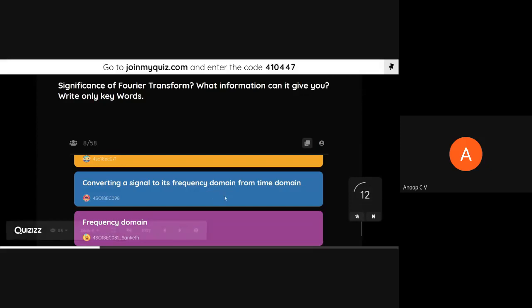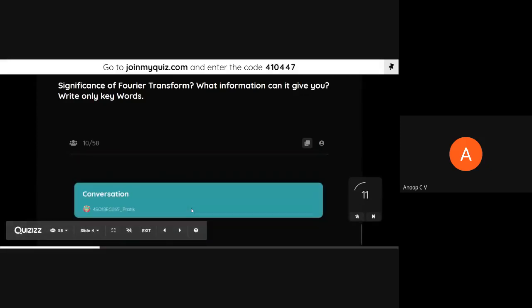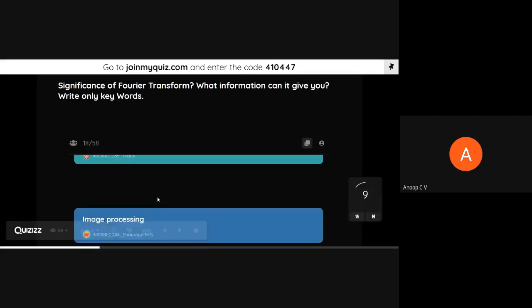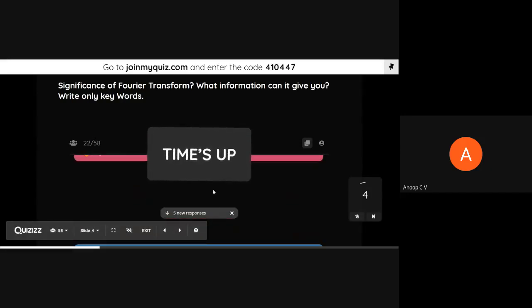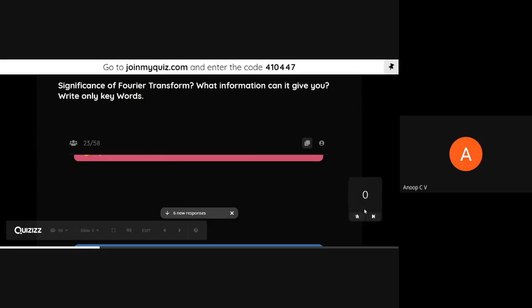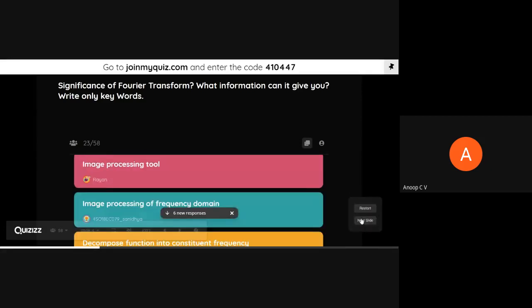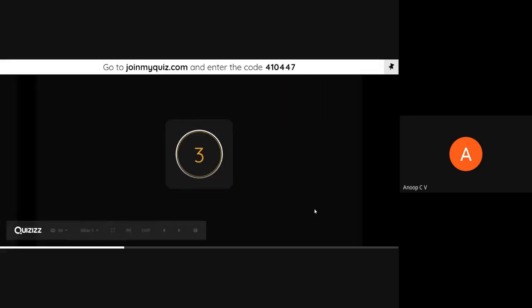Converting signal to frequency domain from time domain. Excellent. Frequency domain conversion. Right. Image processing describes a signal. Okay. Good. So I've given only less time to that. No problem. Right. So now we'll see. Okay, fine. We'll move on.